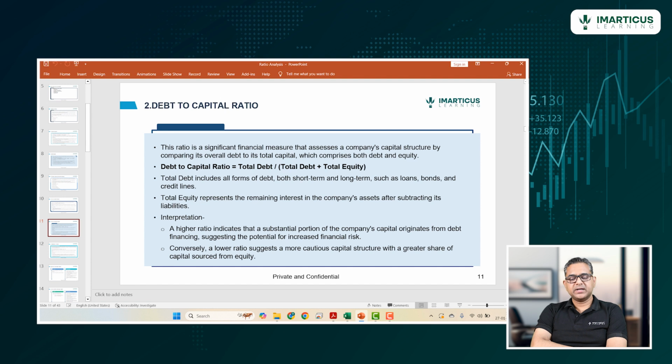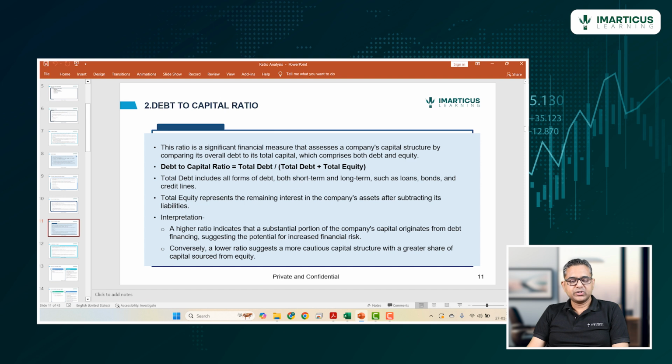Total equity represents the remaining interest in the company's assets after subtracting its liabilities. So again, total shareholders equity, we can either look at share capital, additional paid in capital, retained earnings, other comprehensive income, etc. And that's how we can calculate total shareholders equity, or simply we can do total assets minus total liabilities. That would also provide us total equity. So that's how we can calculate debt to capital ratio, by total debt with respect to total capital.